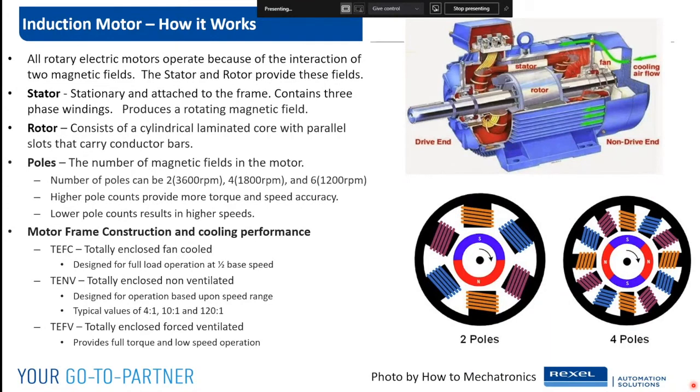What happens if I run that at 100 RPM? That motor is not going to last very long. It's going to overheat. That brings us to our second motor frame construction, totally enclosed and non-ventilated.